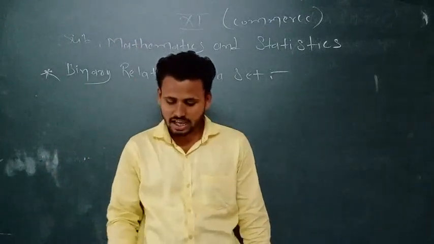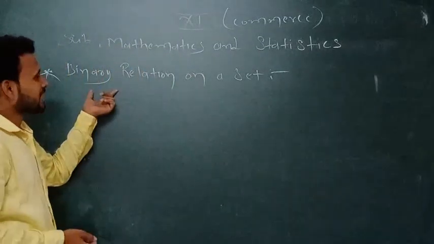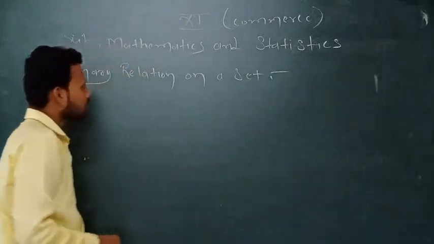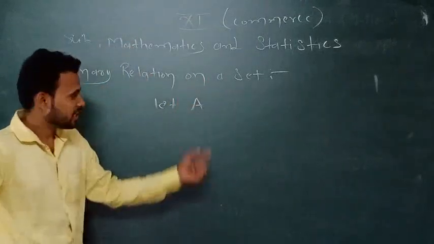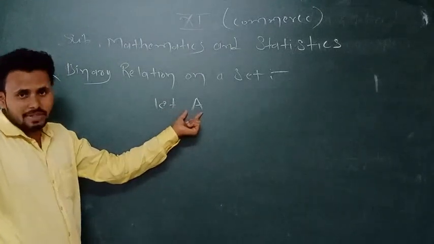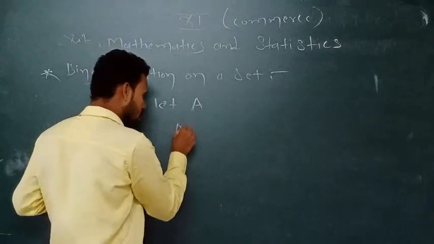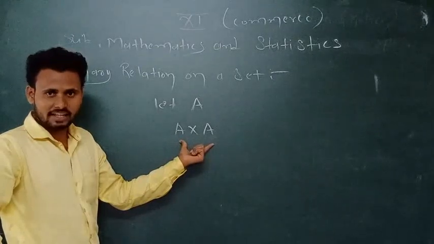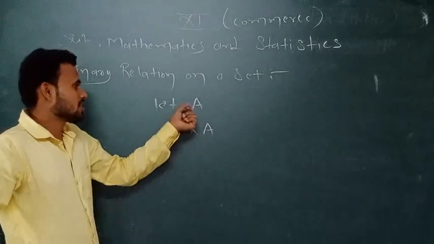In the previous lecture we discussed some examples based on relations, and today our next point is binary relation on a set. What is the definition of binary relation on a set? Let A be any non-empty set, then every subset of A cross A, that is the Cartesian product of A and A, is called the binary relation on a set A.